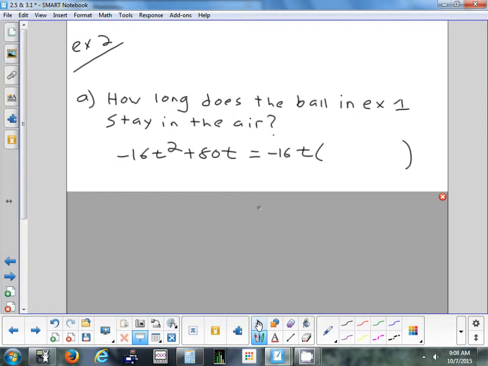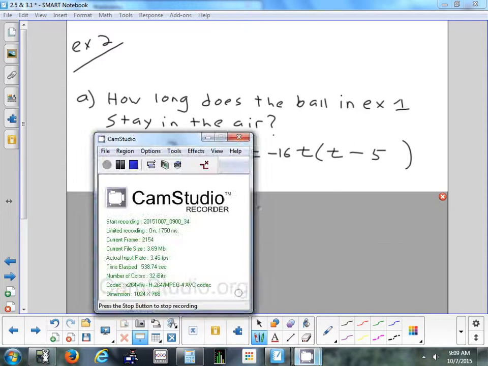If I factor out a negative 16 and a t, what does that leave me with here? Just one t. And if I factor a negative 16 and a t out, the only thing that's left is basically 80 divided by 16, which is how much? 5. Okay, you can always check it. Negative 16t times t is negative 16t squared. Negative 16t times negative 5, negative times negative is positive, 80t. Right? So we'll take a look at that in a second.